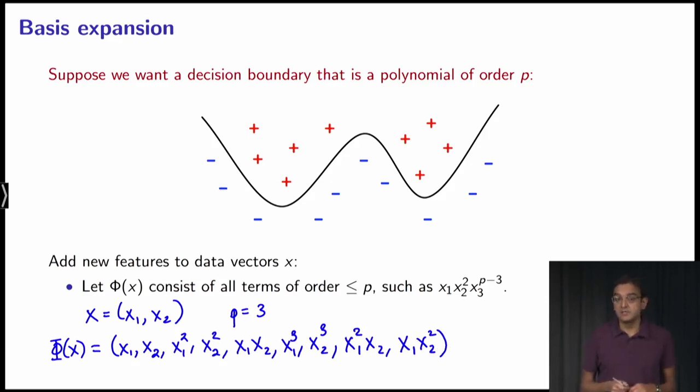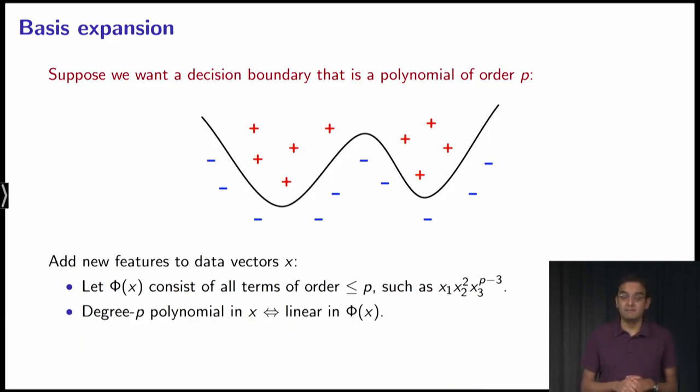Now these representations can get pretty large. So if x is originally d-dimensional and we want all terms of order p, then the size of phi of x could potentially be something like d to the p. Okay, so it can get fairly large. And how exactly has this helped us? Okay, so the reason this helps is because any function that is a polynomial of order p in x is actually just linear in phi of x. Okay, so this is the key idea.